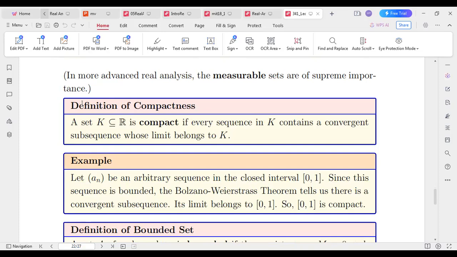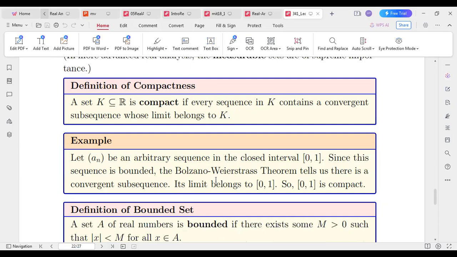and every sequence in K contains a convergent subsequence whose limit belongs to K. Then in that case, this K will be called compact. For example, take an arbitrary sequence in the closed interval [0, 1]. Since this sequence is bounded, by the Bolzano-Weierstrass theorem we discussed, we observe that there is a convergent subsequence. Its limit belongs to [0, 1]. So [0, 1] is a compact set. This is the actual application of the Bolzano-Weierstrass theorem we discussed earlier.